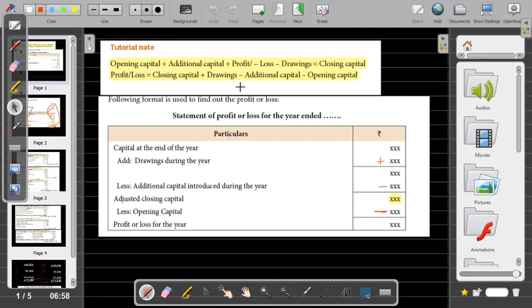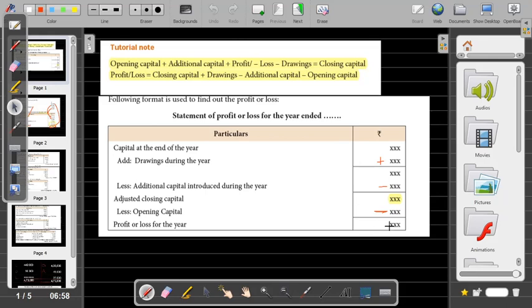Now this is the formula that you have to follow. Opening capital plus additional capital plus profit, minus loss if it is a loss, plus this additional capital, then minus drawings, then you get the closing capital. That is, you are coming from down to top to find out the closing capital.